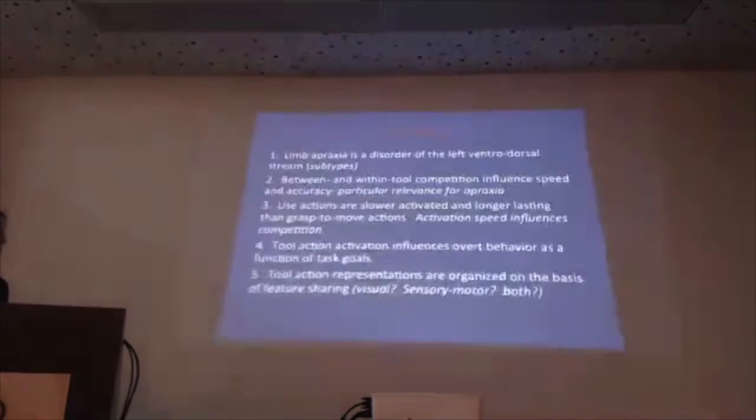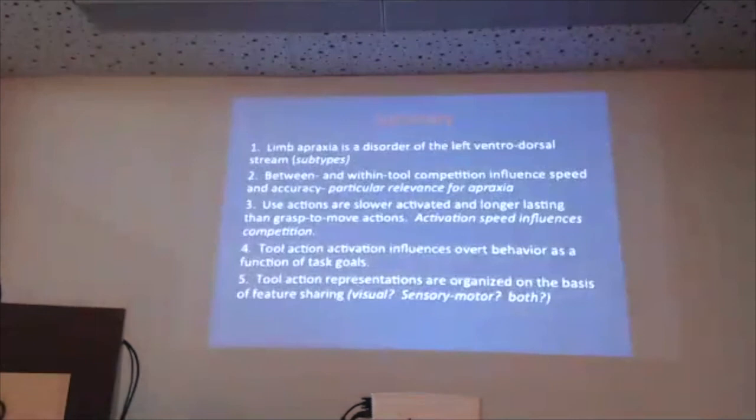Okay, that's it. What I've shown you, I've talked to you a little bit about limb apraxia very quickly. There are subtypes I'm going to get into. You can ask about that if you want. We know that between and within tool competition has particular relevance for apraxia. We know that use actions are slower activated and longer lasting. And we know that that activation speed influences competition. So there is a horse race going on. And depending on the task constraints and whether you move quickly or not, you're going to be able to see a difference here.